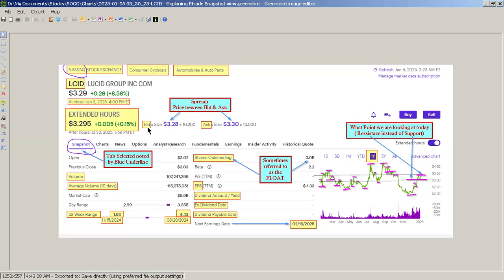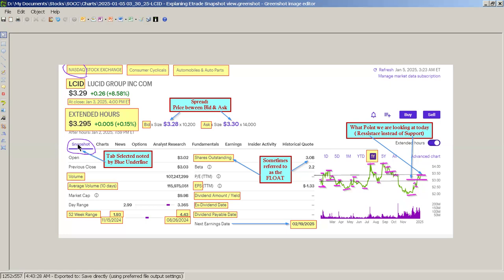I highlighted some of the stuff that I look at anyway. So the first thing is right here. See that blue line right here on E-Trade? You'll have a blue line or some kind of indicator in any broker to let you know which selection you picked. I could have picked charts, news, options, analyst, and so on. It just lets you know you're looking at Snapshot. Like I said, in Fidelity, it's called summary.